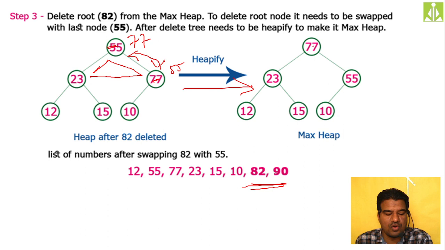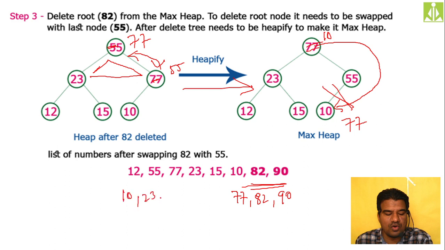Again delete this 77. How can we? To delete this 77 you have to swap with this 10. So 10 will go up, 77 will come down. Now you can easily delete this 77. So delete 77 and fix the location of 77. 77, 82, 90. Now perform the level order traversal. We start with 10, then 23, then 55, then 12, then 15. That's it. Like this we'll get. 10 is already shifted to the top and 77 is already deleted.